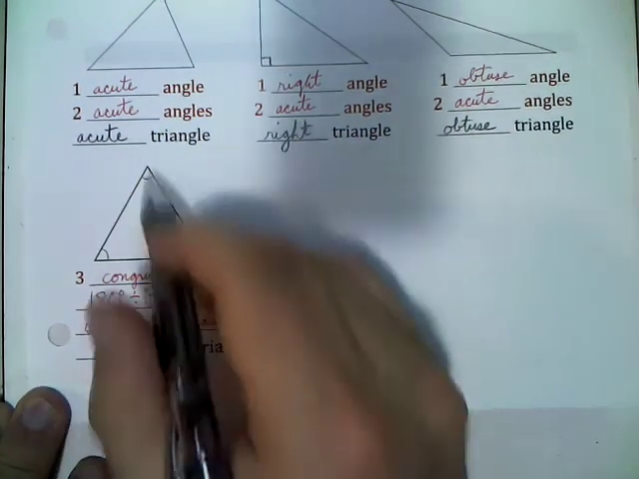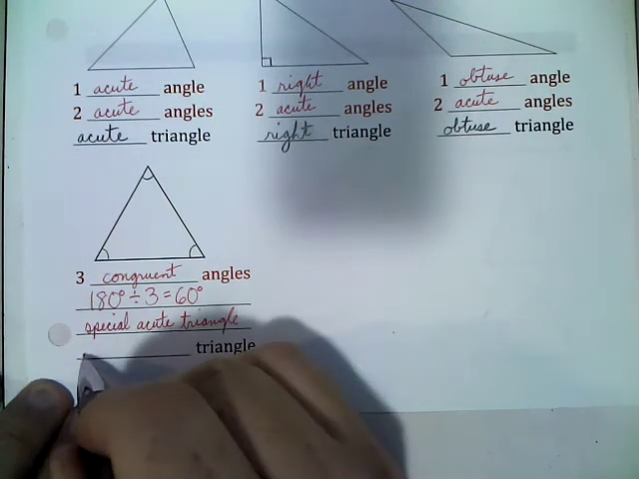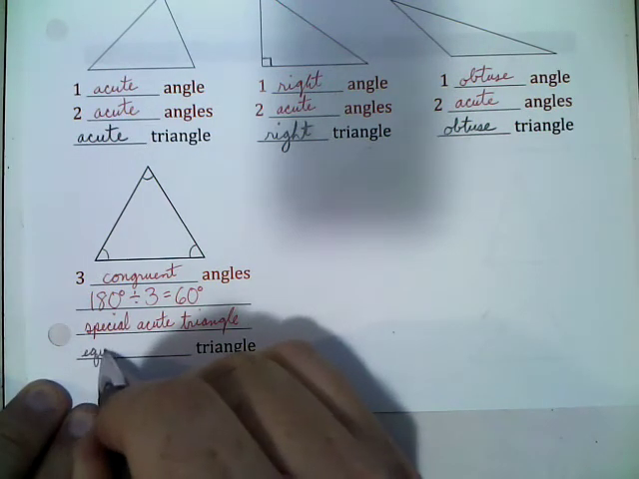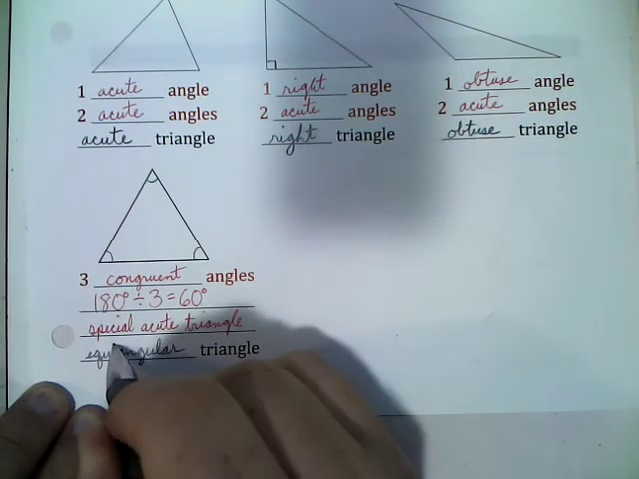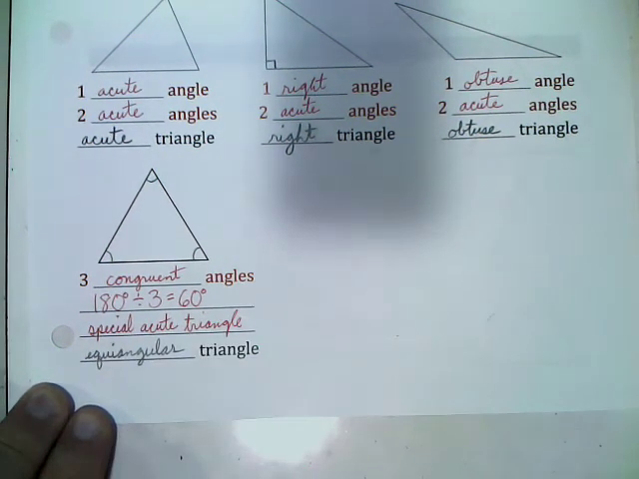And since all of the angles have equal measures, we actually call it an equiangular triangle. Equiangular triangle.